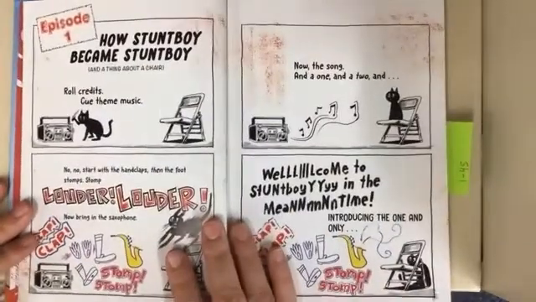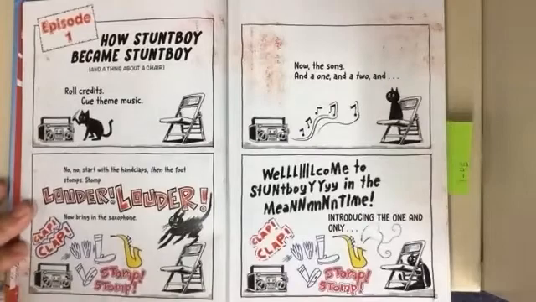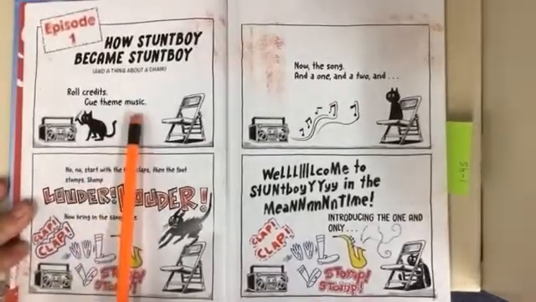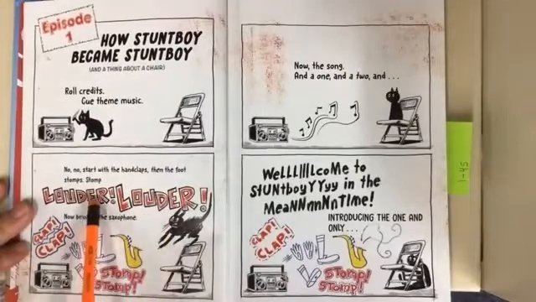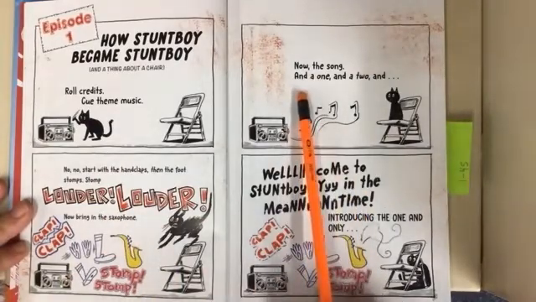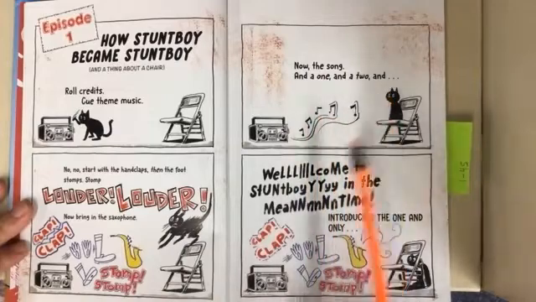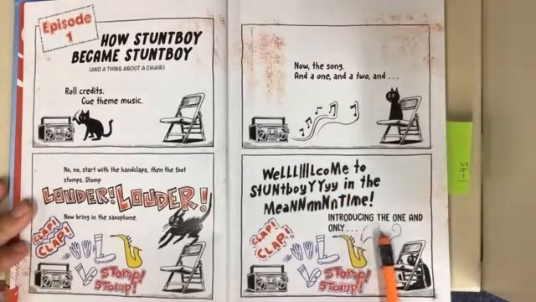Episode 1. How StuntBoy became StuntBoy, and a thing about a chair. Roll credits. Cue theme music. No. Start with the hand claps, then the foot stomps, stomp. Louder, louder. Now bring in the saxophone. Clap, clap, clap. Stomp, stomp. Now the song. And a 1, and a 2, and a welcome to StuntBoy in the Meantime. Introducing the one and only clap, clap, stomp, stomp.